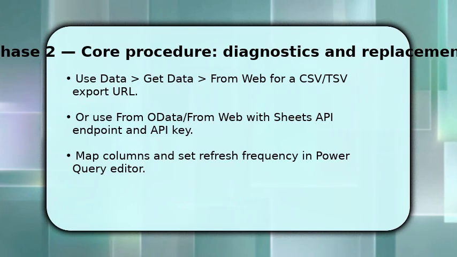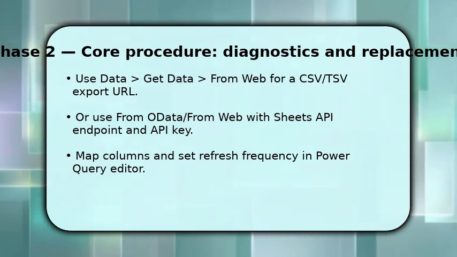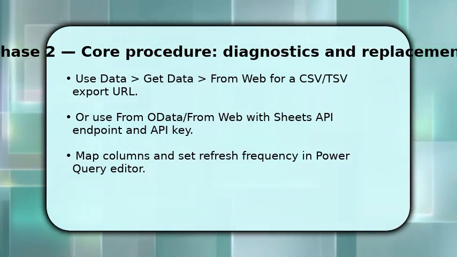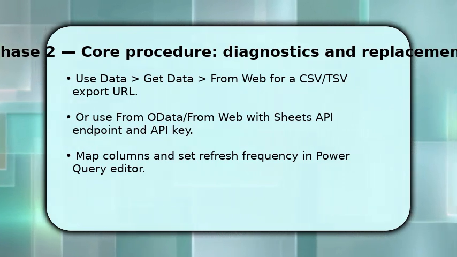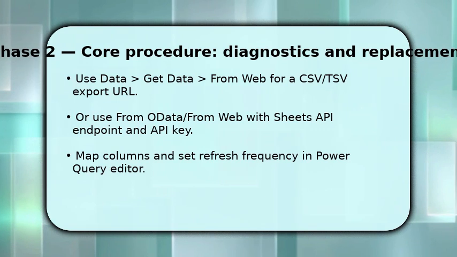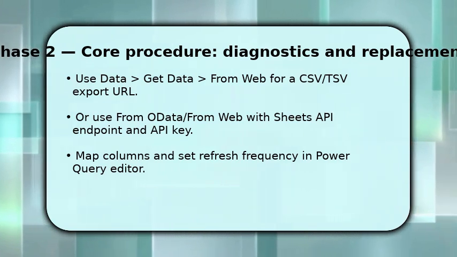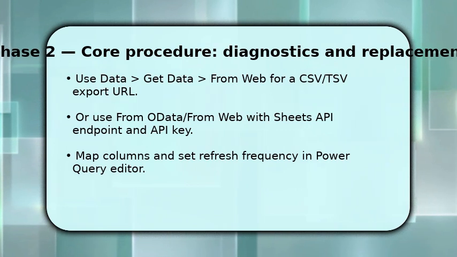Next, connect the sheet. If you have a publish-to-web CSV/TSV link, choose Data Get Data from web and paste that URL. Excel will parse rows immediately. Alternatively, use the Sheets API endpoint with your API key and select from web or from OData, then authenticate.